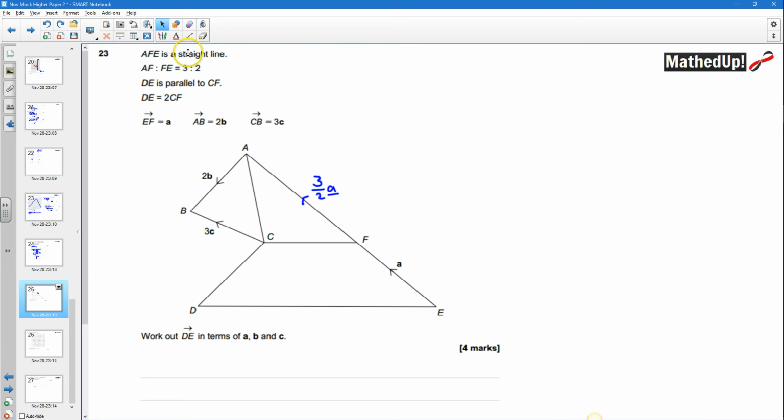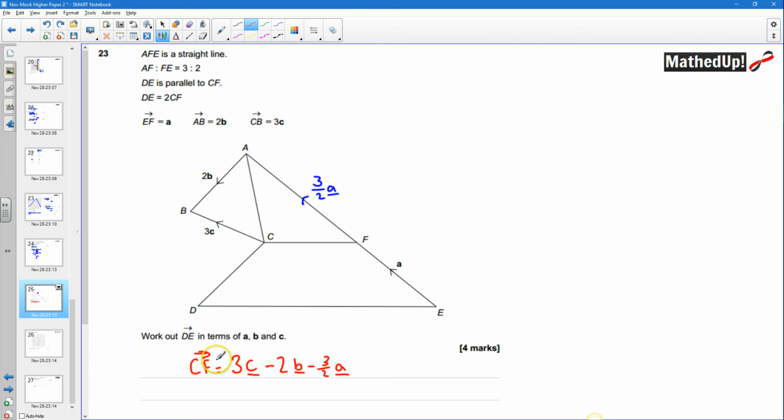Okay, so we should be able to do this now, because I should be able to write down what the vector CF is. CF is going to be equal to 3C. I'm underlining it because C represents a vector. And we're going in the opposite direction of the B, so it's going to be take away 2B, and then take away 3 halves of A. So that's going to give me the vector CF.